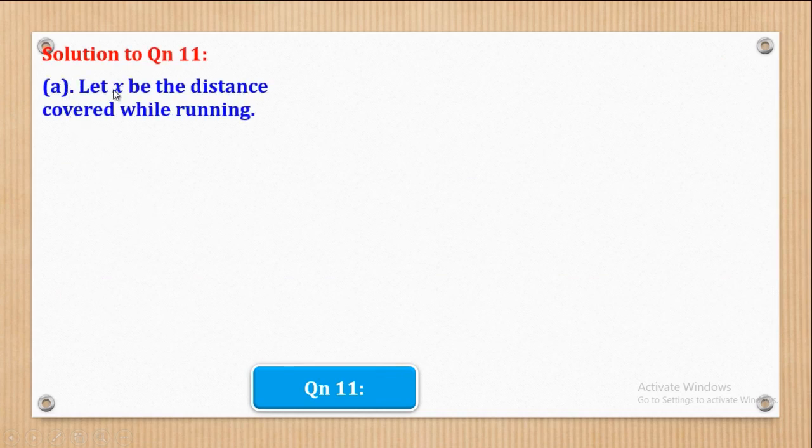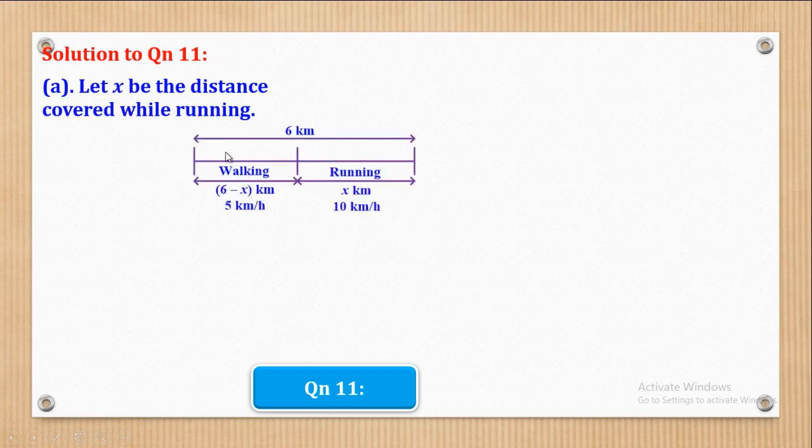First of all, we shall say let x be the distance covered while running. After that, we shall make a sketch. This is the starting point, this is the end point. So this is where the factory is, this is where his home is. He first walked part of the journey and ran the rest of the journey. Let x be the distance covered while running. It means that from this point he started running, therefore this distance will be x kilometers, and because the whole distance was 6 kilometers, the remaining distance will be 6 minus x, and that will be the distance he walked.